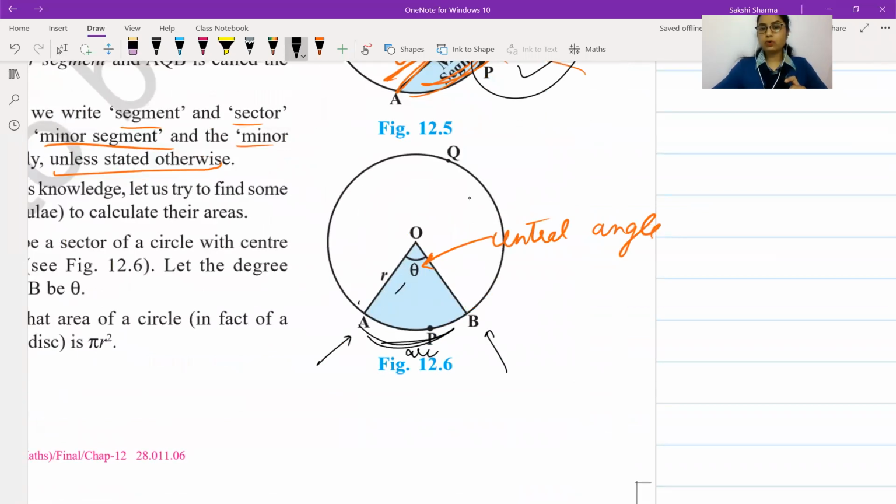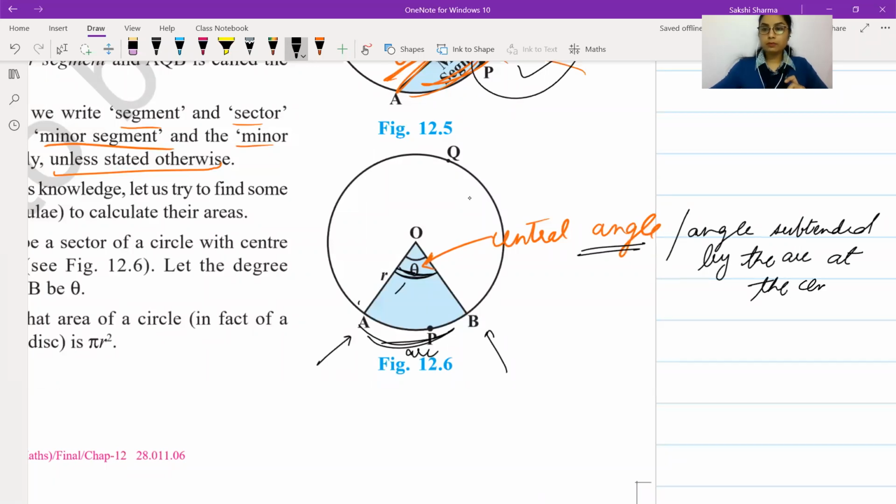और इसके एंड पॉइंट्स को अगर हम सेंटर से कनेक्ट कर दें तो ये एंगल बनेगा. एंगल सेंट्रल एंगल कह सकते हैं, और we can call it the angle subtended by the arc at the center. थ्योरम भी थी लास्ट ईयर हमें. सो इस पे डिपेंड करेगा कि हमारे सेक्टर का या फिर हमारे सेगमेंट का एरिया क्या होगा.